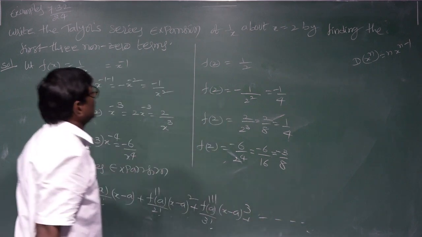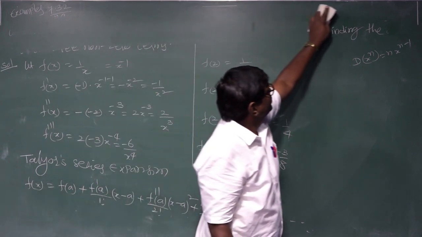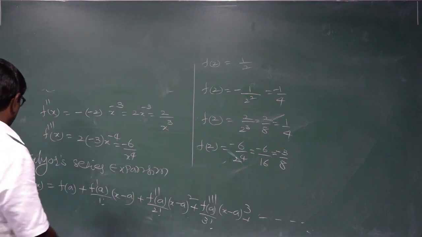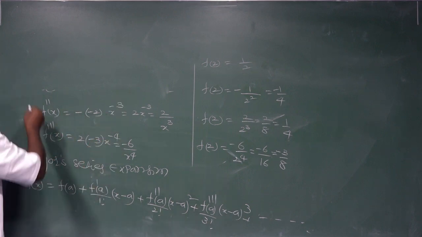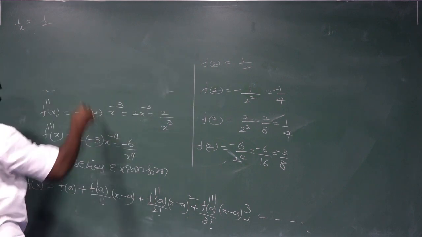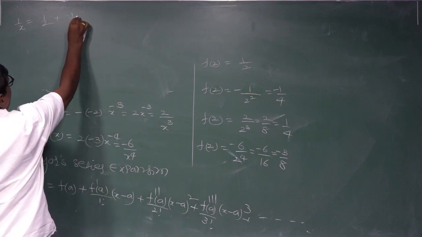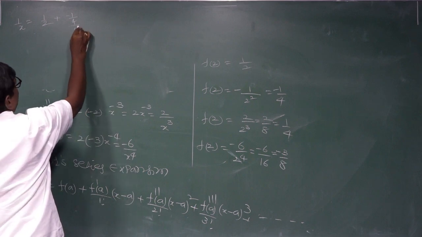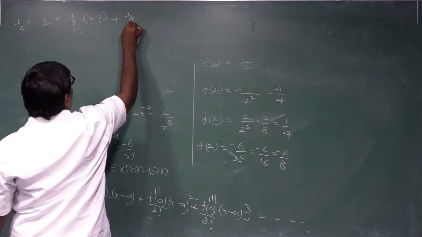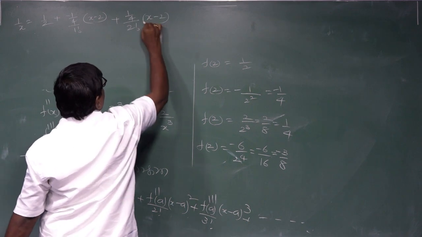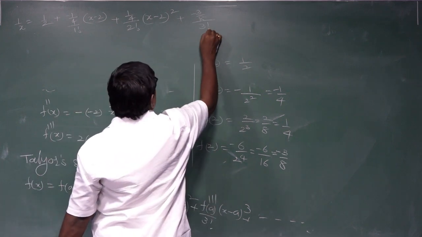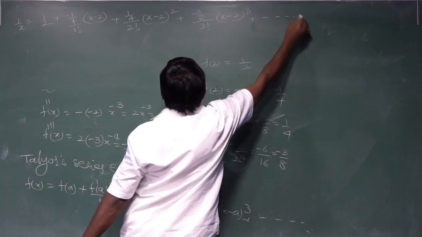So next, first f of x equal to 1 by x. Next f of a, this is the first derivative, 1 by 2. Next f dash is minus 1 by 4 into 1 factorial into x minus 2, plus 1 by 4 into 2 factorial into x minus 2 whole square, plus minus 3 by 8 by 3 factorial into x minus 2 whole cube, and so on.